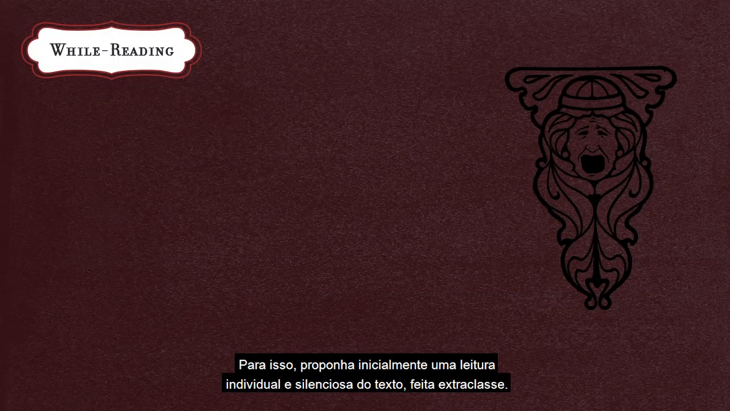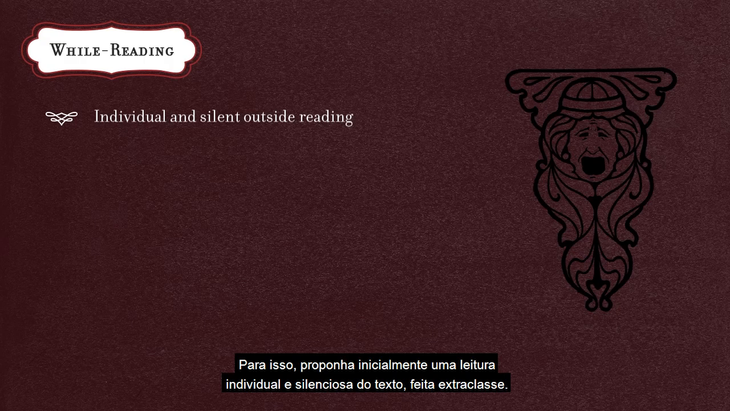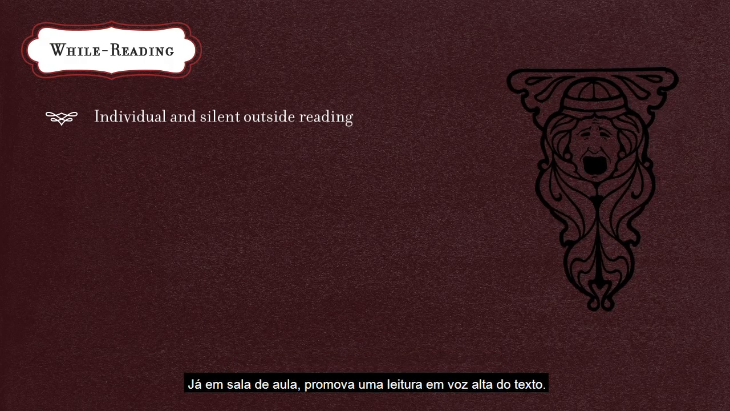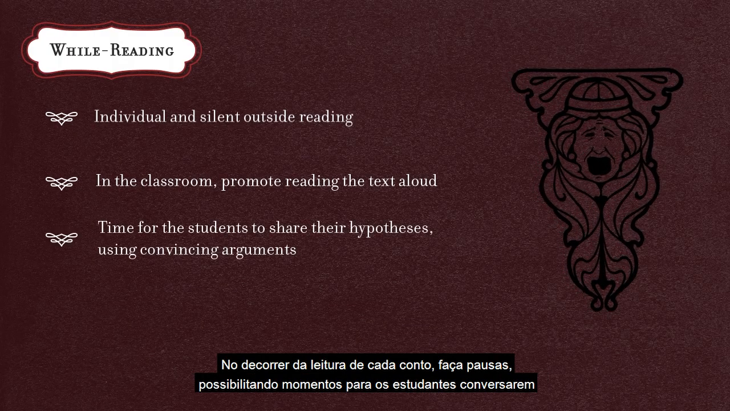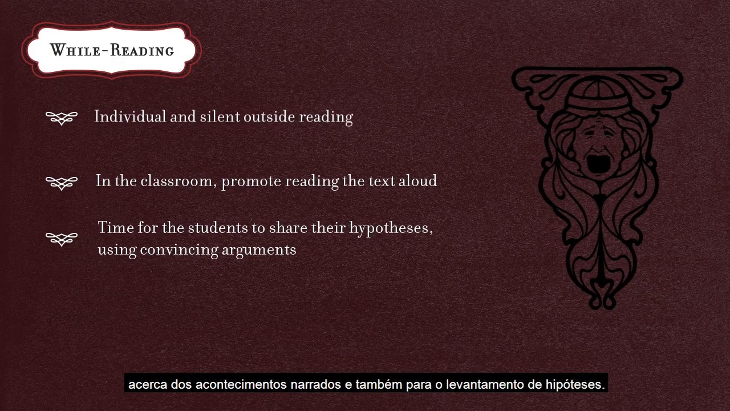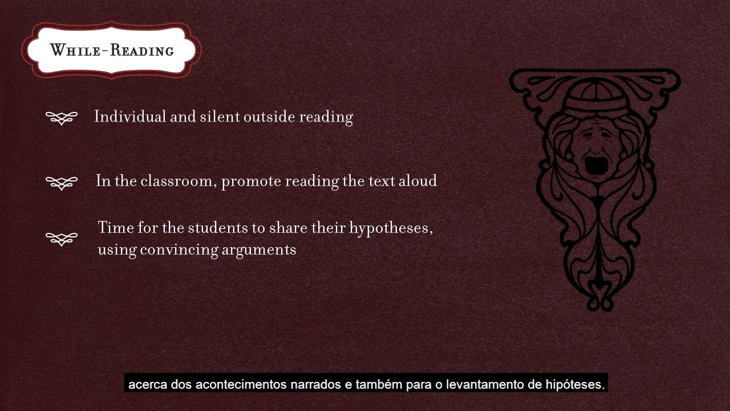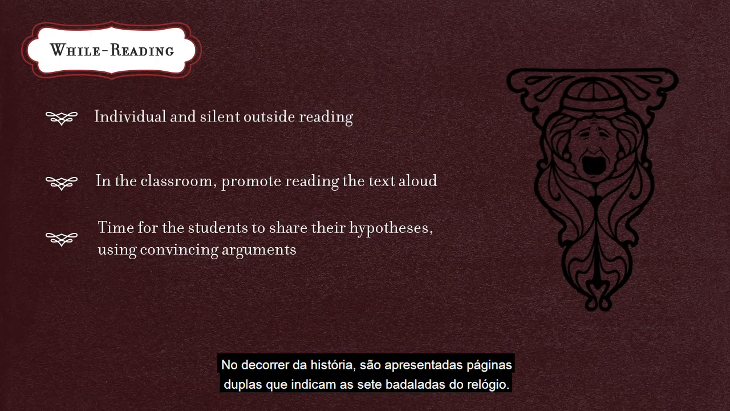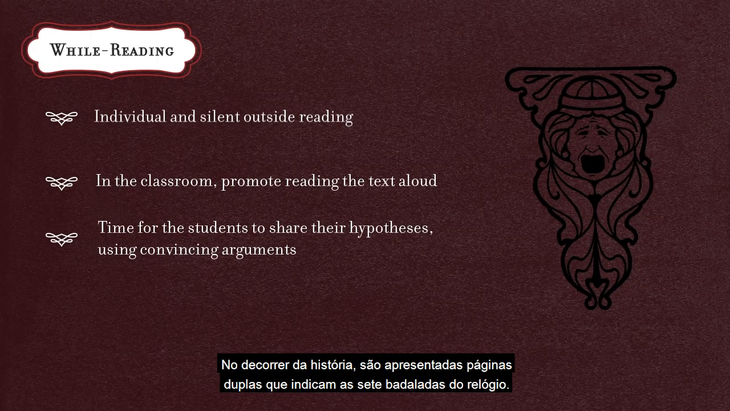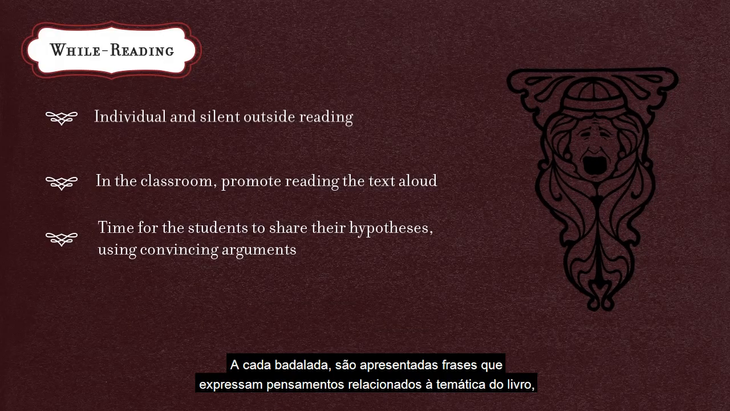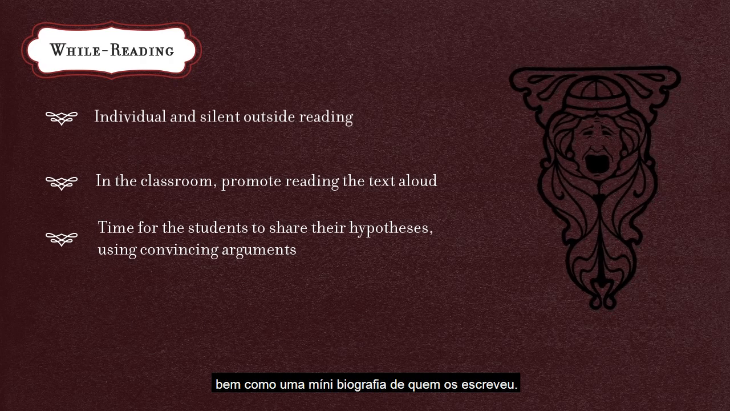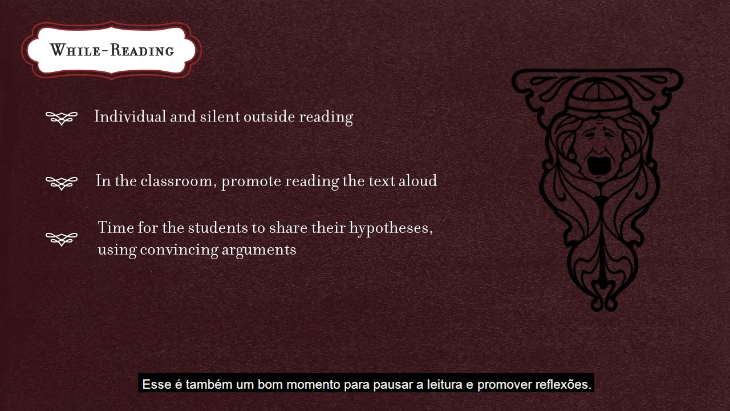To achieve this, initially propose an individual and silent reading of the text made out of class. Then, in the classroom, promote reading the text aloud. During the reading of the story, take breaks, allowing moments for the students to talk about the events narrated and also to raise hypotheses about what will come next. Throughout the story, double pages are displayed, indicating the clock's 7 chimes. At each chime, sentences that express thoughts related to the book's theme are presented, as well as a mini-biography of the person who wrote them. This is also a good time to pause the reading and promote reflections.